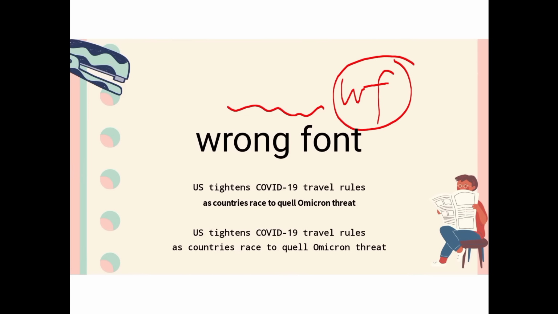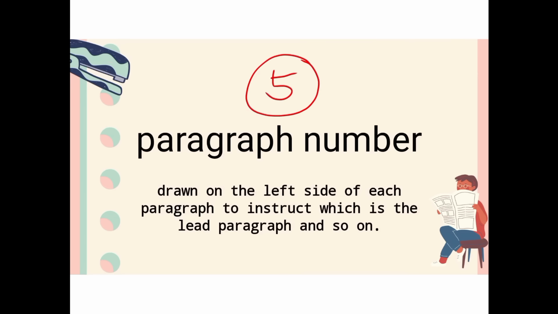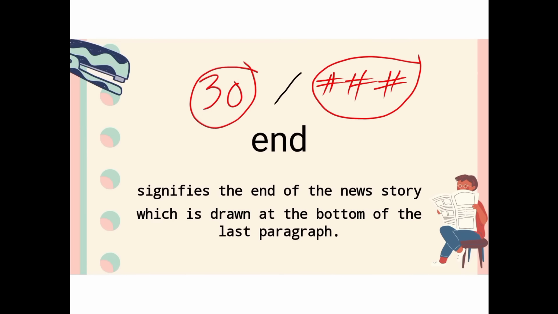When you're done marking the text, you now number the paragraphs in their proper order by writing the numbers on their left side and encircling them. And lastly, at the bottom of the last paragraph, you write an encircled 30 or 3 octothorpes, which would signify the end of the news article. You may also find other symbols on the internet other than these, but I cover the basic ones for beginners.